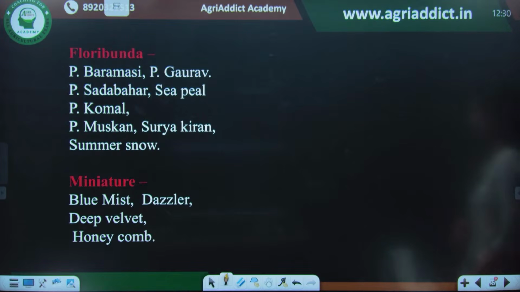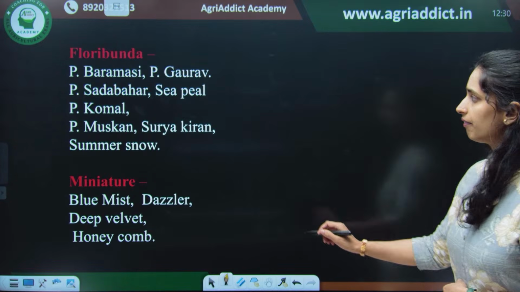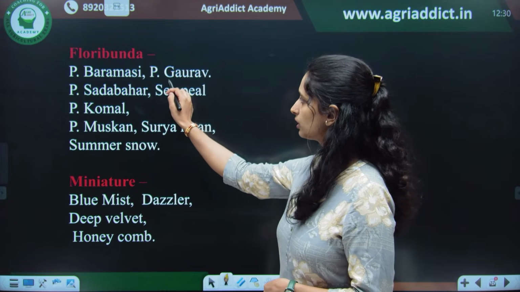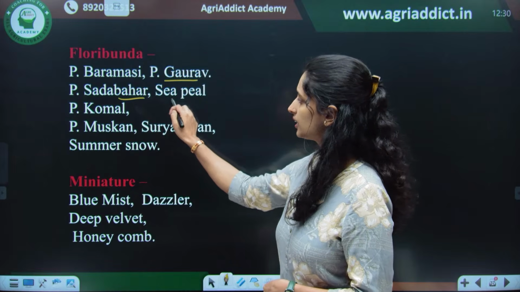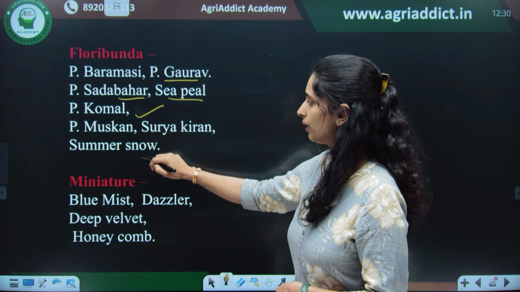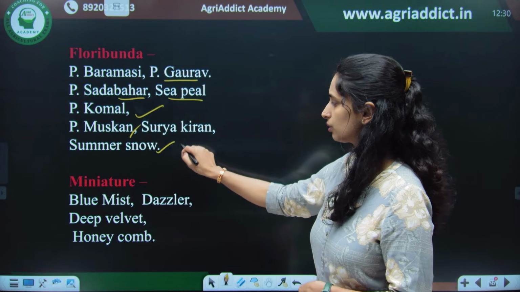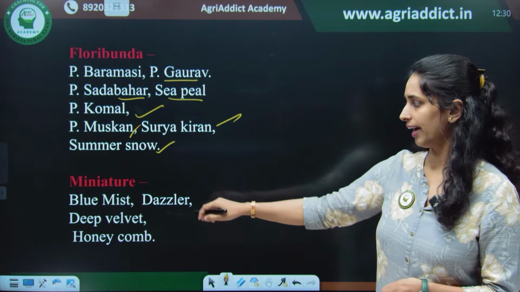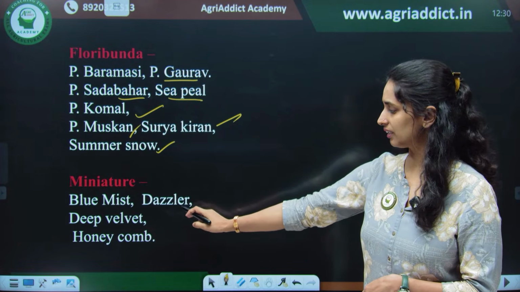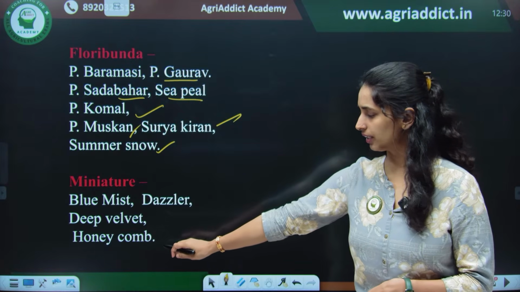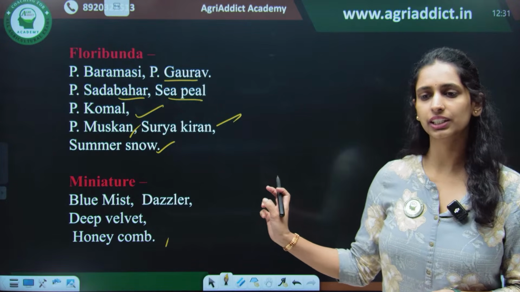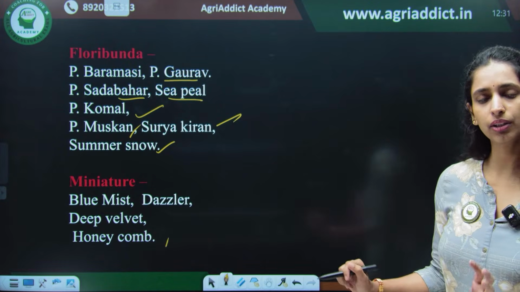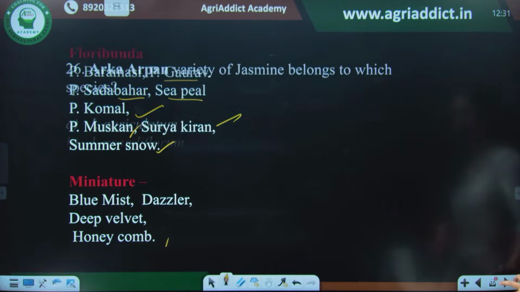So we will see some of the important Floribunda and miniature type varieties. Floribunda varieties: Pusa Baramasi, Pusa Gaurav, Sadabahar, Sea Pearl, Pusa Komal, Muskan, Summer Snow, Surya Kiran. These all are the different Floribunda types. And miniature: Blue Mist, Dazzler, Deep Velvet, Honeycomb. These are miniature type roses. And hybrid tea, you will be knowing that there are many varieties.